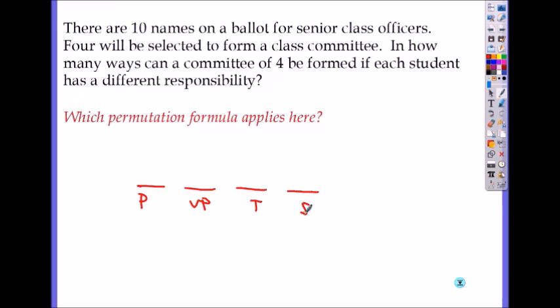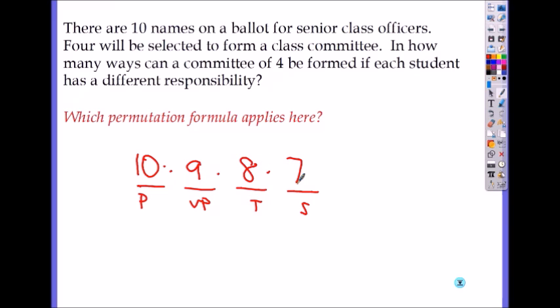So for the president, how many possible outcomes can we have? 10. We can choose out of 10. Now, 1 is already selected as president. Now, how many students can be chosen for vice president? 9, then 8, and 7.